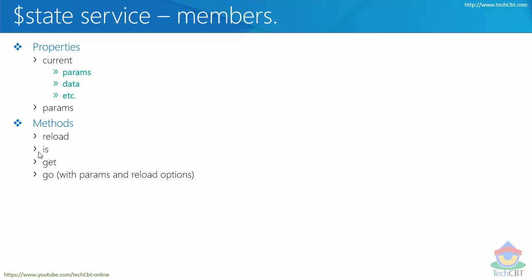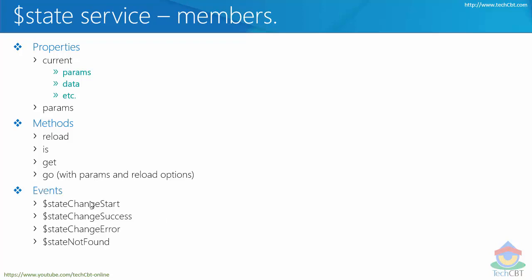So this is mainly used for if conditions or conditional validation of the current state. Apart from that, you can use this to get more information about a state. You can use Go to navigate from one state to another. You can also use Go to reload the current state with more options, or particularly reload to just reload or refresh the current state.